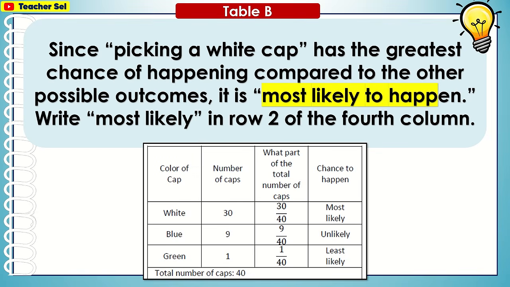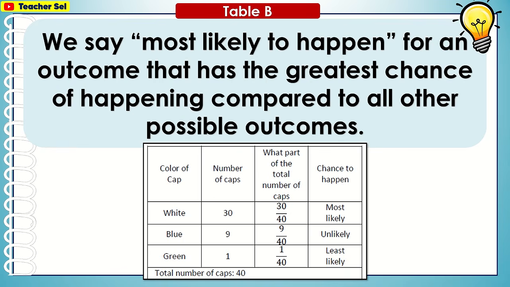Since picking a white cup has the greatest chance of happening compared to the other possible outcomes, it is most likely to happen. Write most likely in row 2 of the fourth column. We say most likely to happen for an outcome that has the greatest chance of happening compared to all other possible outcomes.